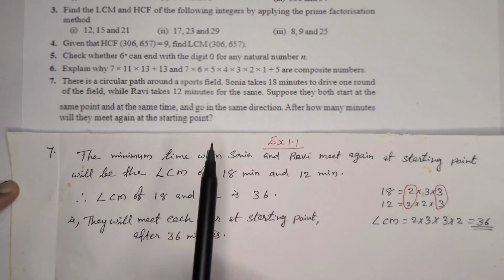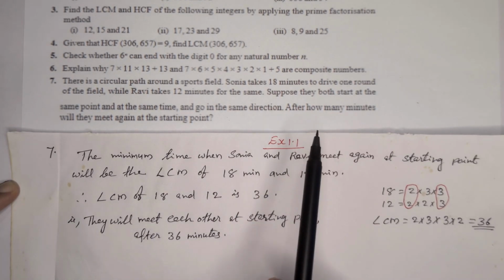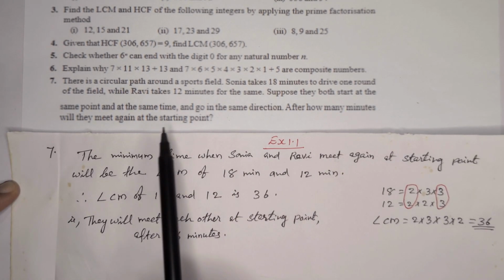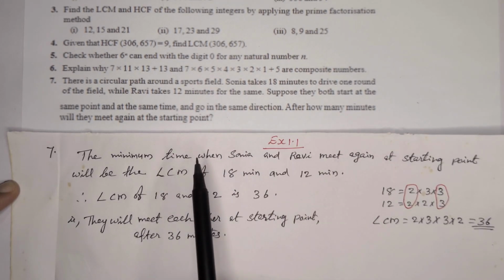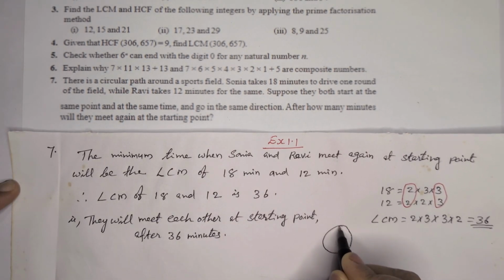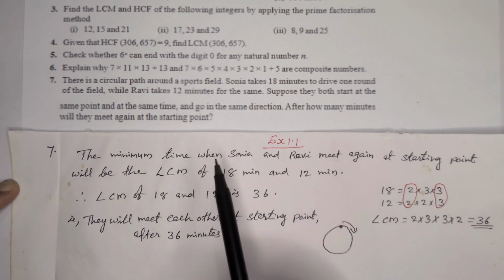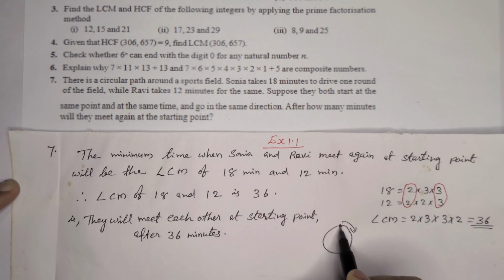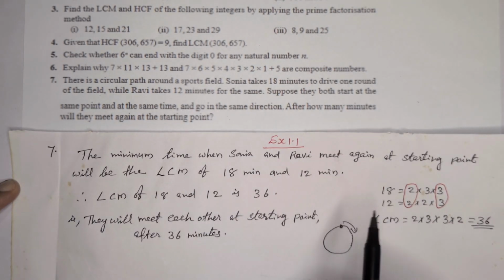Seventh question. There is a circular path around a sports field. Sonia takes 18 minutes to drive one round of the field, while Ravi takes 12 minutes for the same. Suppose they both start at the same point at the same time and go in the same direction. For example, they started from here and are going in the same direction. After how many minutes will they meet again at the starting point? Both are taking different times. Sonia is taking 18 minutes and Ravi is taking 12 minutes to complete one circle. So after how many minutes?